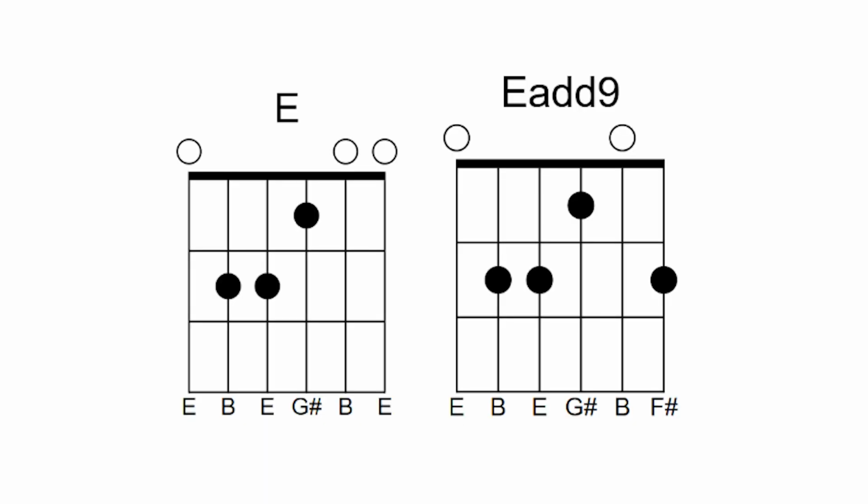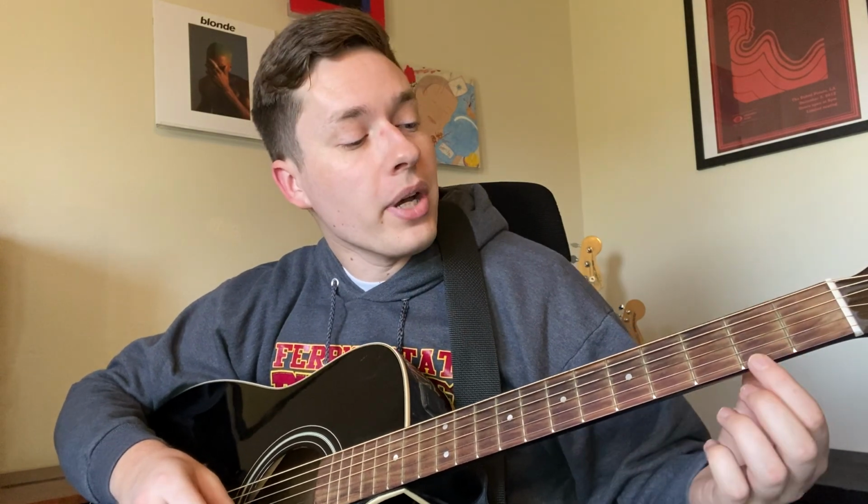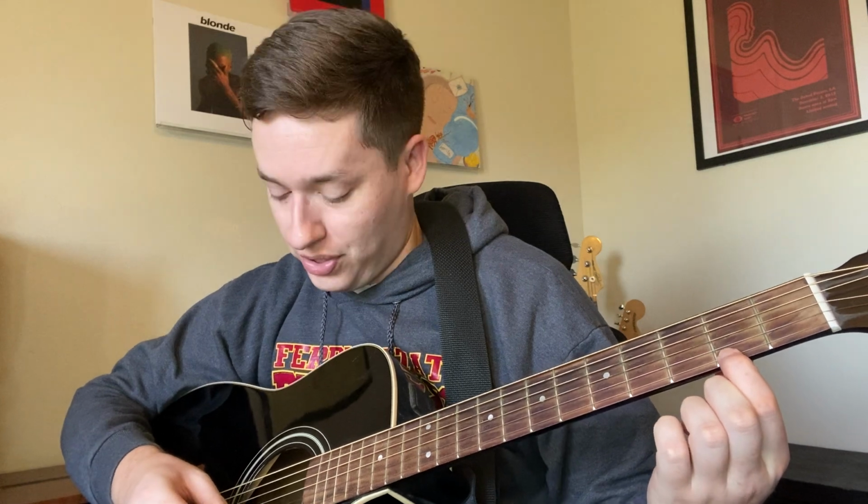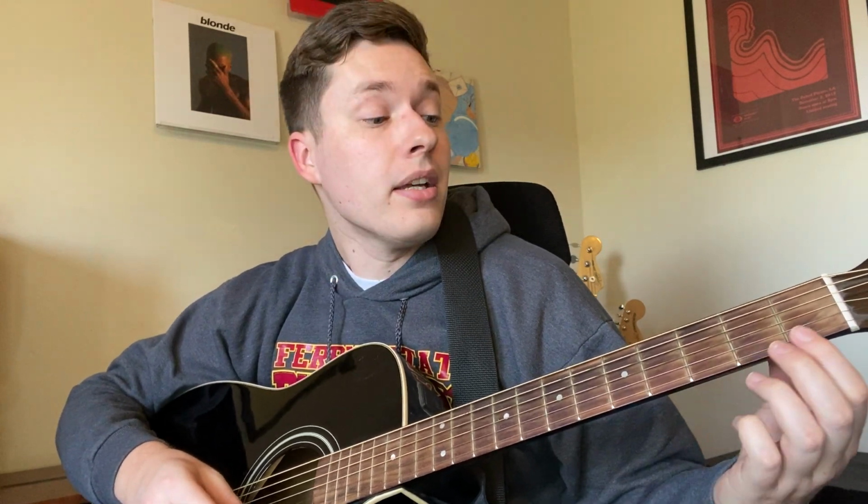E add 9 is another one we can look at. For this one, we are just going to go ahead and play a regular E major shape with 2nd fret, 2nd fret, 1st fret. We should be familiar with that one. And the extra note we're going to add in, because this high string is E open, if we fret the second fret on that high string, we end up finding our second, which in this case is F sharp.